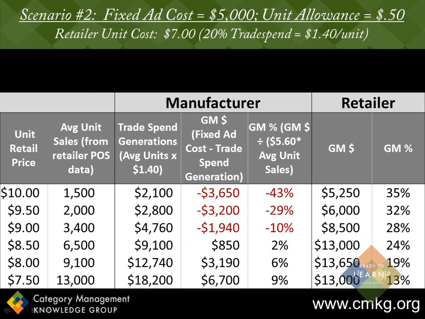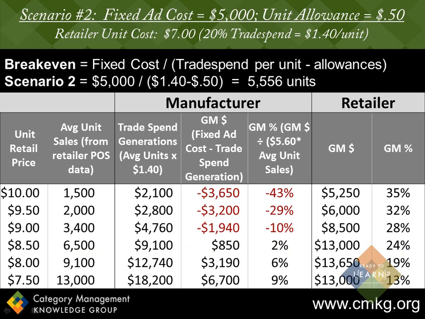Now we have scenario number 2, with a fixed ad cost of $5,000 and a unit allowance of 50 cents. So break even is 5,556 units. So anything below a $9 price point is beyond the break-even point, and the supplier will start to generate profit. The retailer maximizes gross margin at the $8 price point, and then the profit starts declining at lower price points.